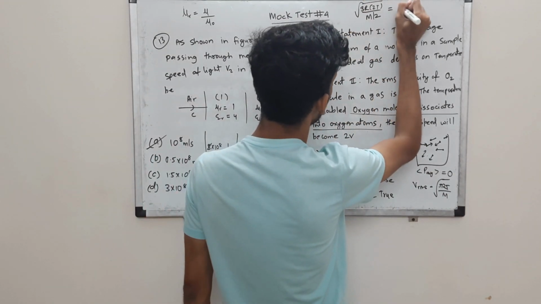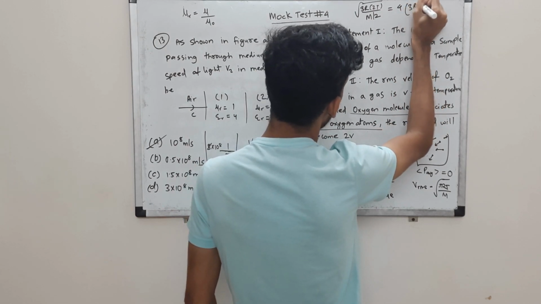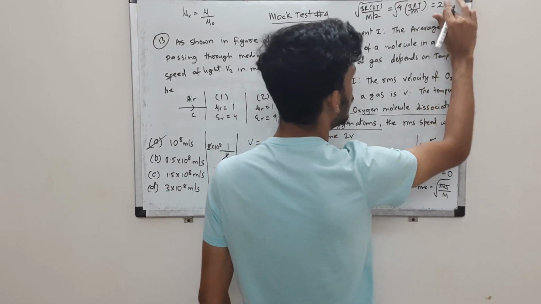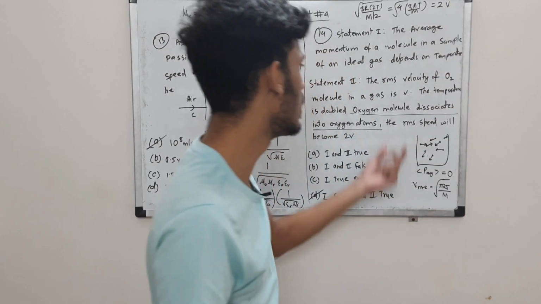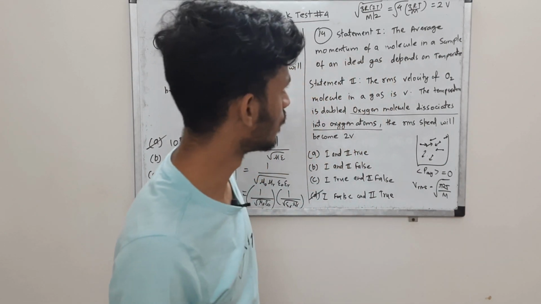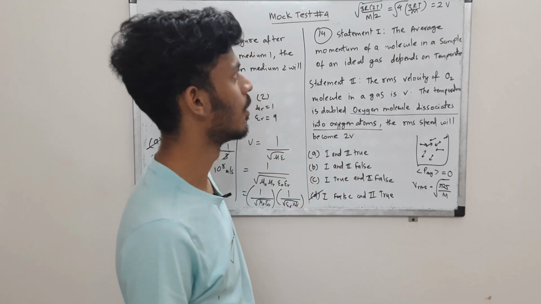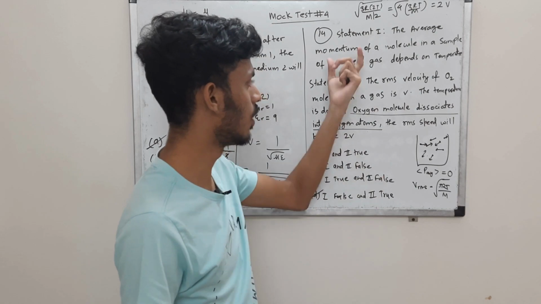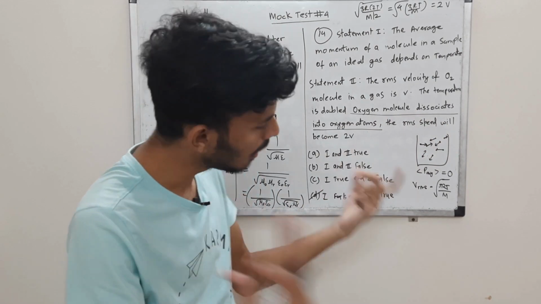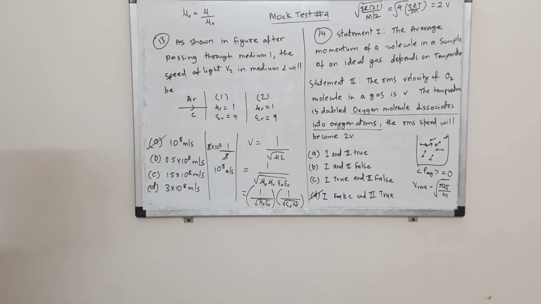So here your velocity will become square root of 4 times 3RT by m. You can write the 4 out of the square root sign, and the remainder is root 3RT by m, that's the initial RMS velocity. So now the RMS velocity becomes 2 times v. So statement 1 is false because average momentum is 0, and statement 2 is true because the RMS velocity indeed becomes twice. So that's questions 13 and 14. Over to the next question.